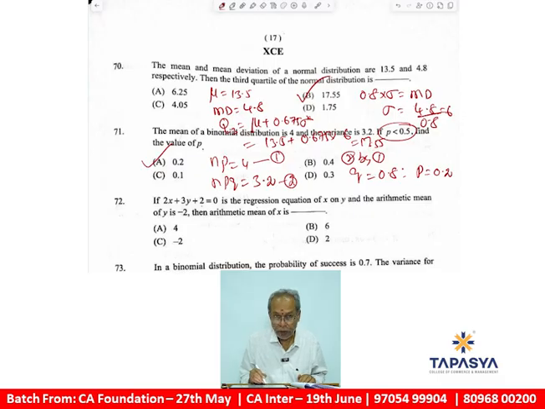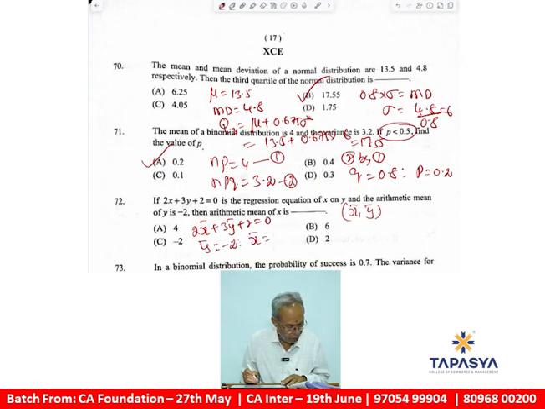2x plus 3y plus 2 is equal to 0 is the regression line. Arithmetic mean is given. So we know that x bar, y bar are the points which satisfy the regression equation, and from this you will get 2x bar plus 3y bar plus 2 equal to 0. Y bar is given as minus 2. Substituting, you will get my x bar is equal to 2. So the right answer is 2.